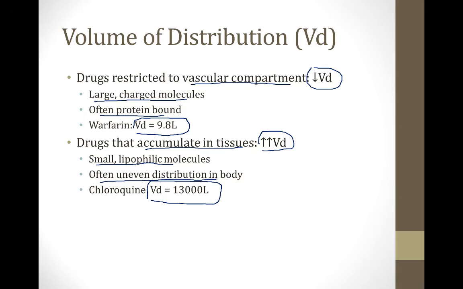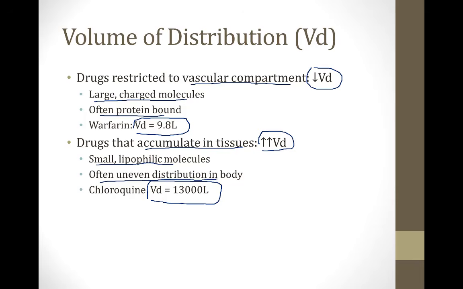Now, there aren't 13,000 liters of fluid in the entire body. So, how does this happen? Well, the reason is because the drug is accumulating in the tissues. There's a large amount of it stored in the tissues and just a little bit of it getting into the bloodstream. This means that when you calculate the volume of distribution, you get a very large number.